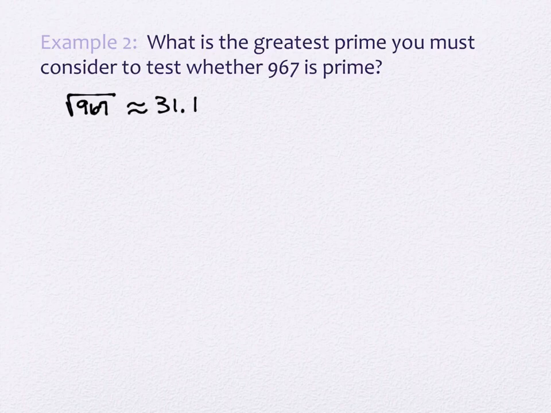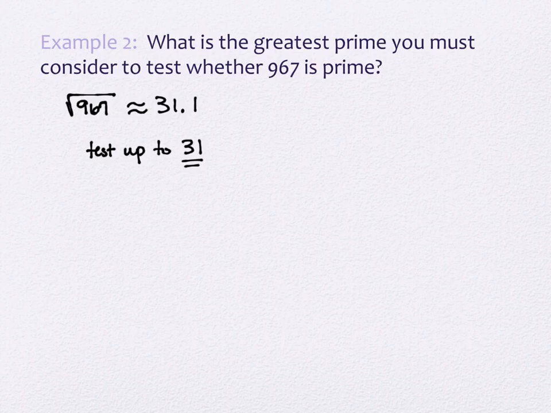31.1. Okay, so what is the biggest prime number smaller than 31.1? Almost. 29 is a prime number underneath it, but there's one closer. It's 31. Yeah, this one happens to be 31. So that's the biggest prime number we'd have to test. If we have tested everything up until 31 and 31 doesn't work, then we can declare that we know for sure our number is prime.